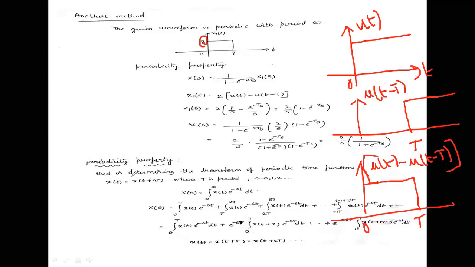See here, it is used in determining the transform of the periodic time functions. x of t is equal to x of t plus n into T, where T is a period. x of s is equal to integral 0 to infinity x of t e power minus s t dt, split into 0 to T, T to 2T, 2T to 3T, and so on, nT to (n plus 1) into T. Then x of t is equal to x of t plus T, x of t plus 2T, x of t plus 3T, and so on.